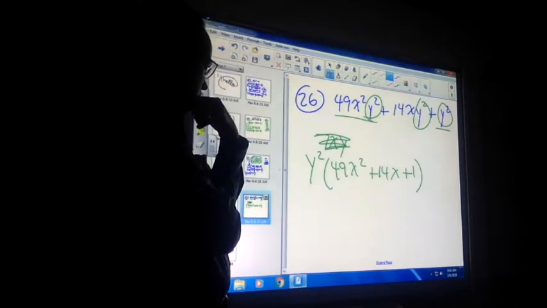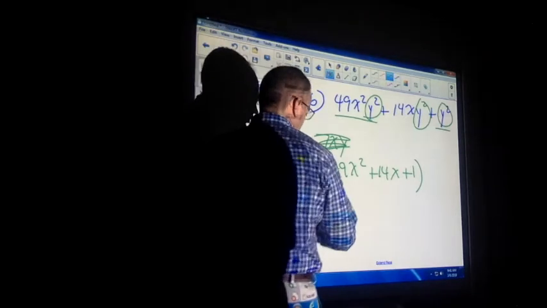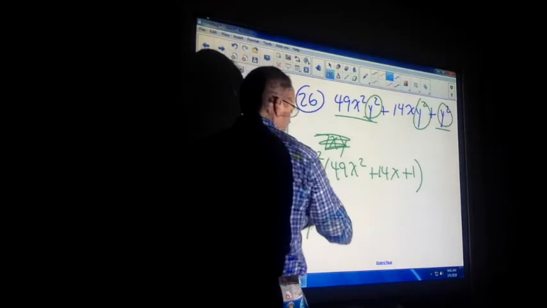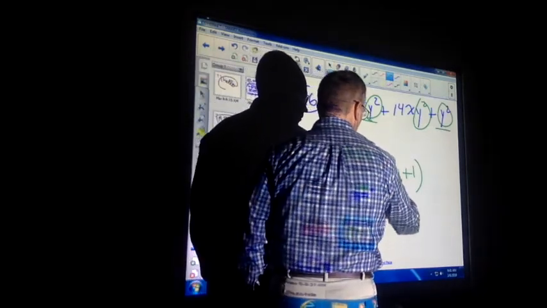I think that'll work. I think that's a perfect square trinomial. So the y squared is your GCF. I think it's going to be 7x plus 1, 7x plus 1.